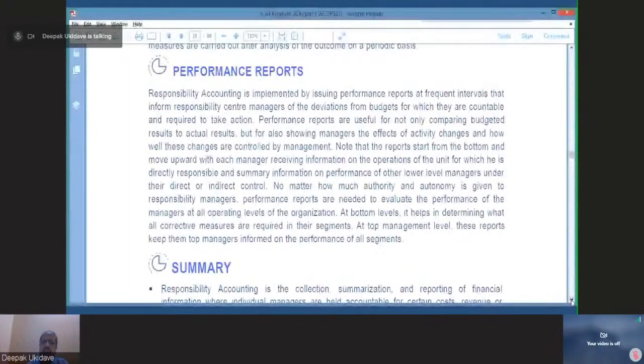I would say performance reporting is a culture in any organization. Responsibility accounting can be successfully implemented by issuing performance reports at frequent intervals. So every organization should develop a culture, or rather it should be inculcated within the organization, that periodic reports are generated, maybe budget versus actual. Right? Many organizations have this as a part of their MIS.